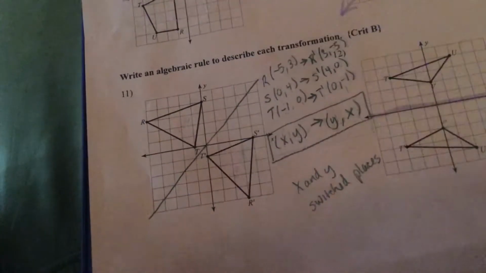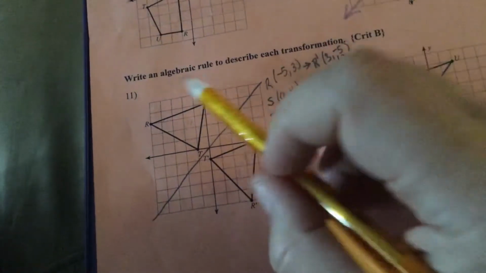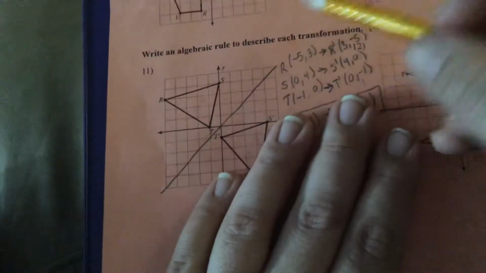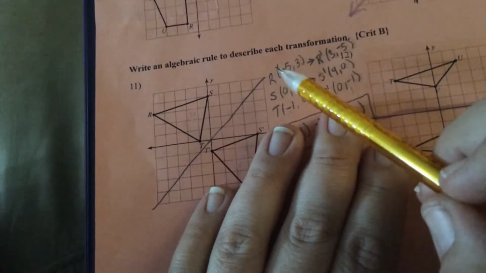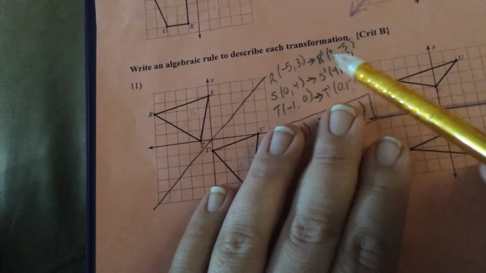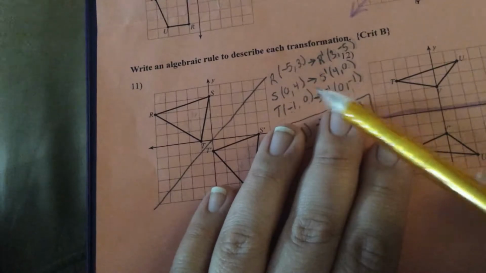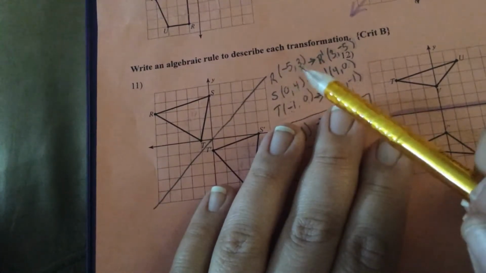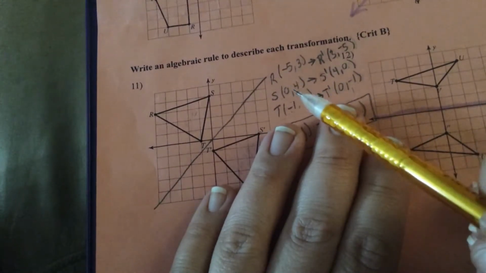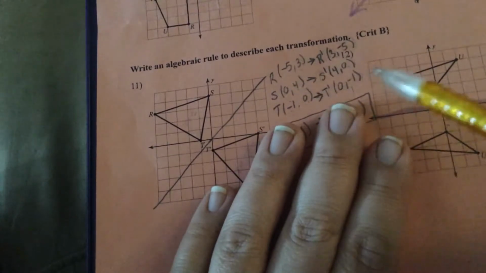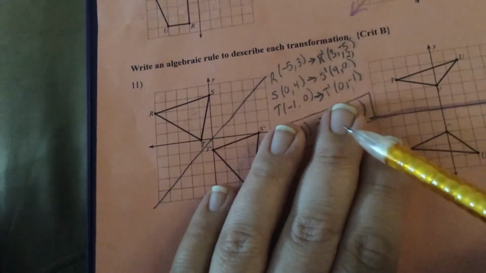Now we're going to look down here at finding the algebraic rule. So looking here, we want to make sure we write down the coordinates of R, S, and T, and then R prime, S prime, and T prime. We want to show what is mapping to what. And I want to actually look at the coordinates and see if I can find a pattern. So go ahead and pause the video, write these down, and then let's look at the pattern together.